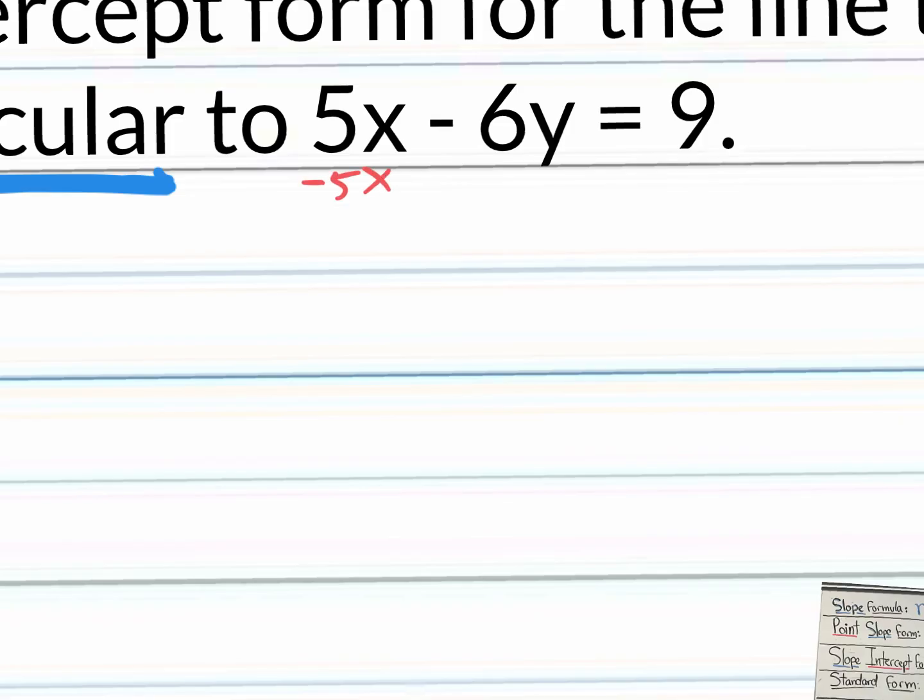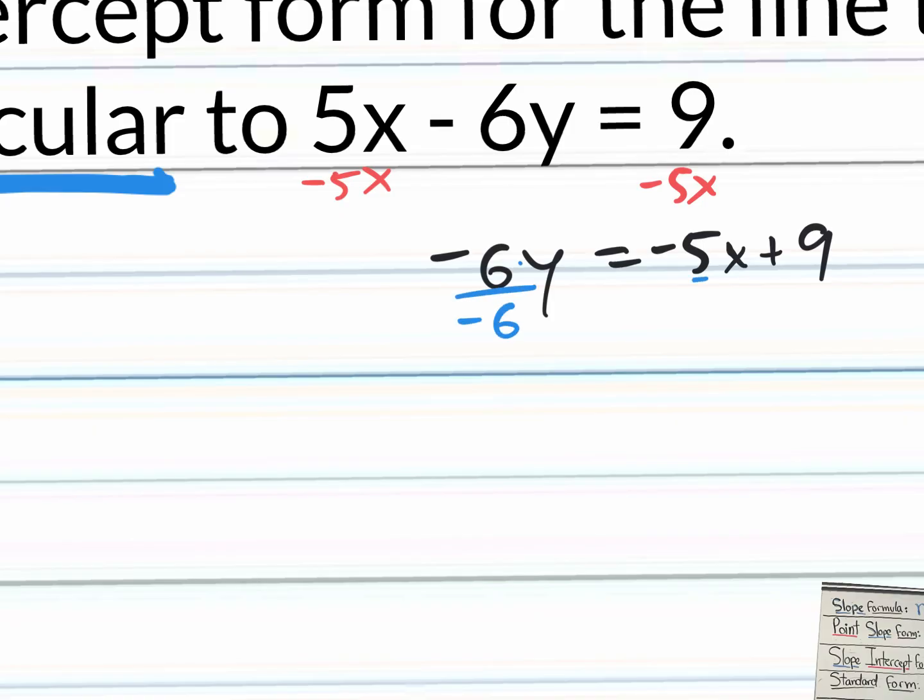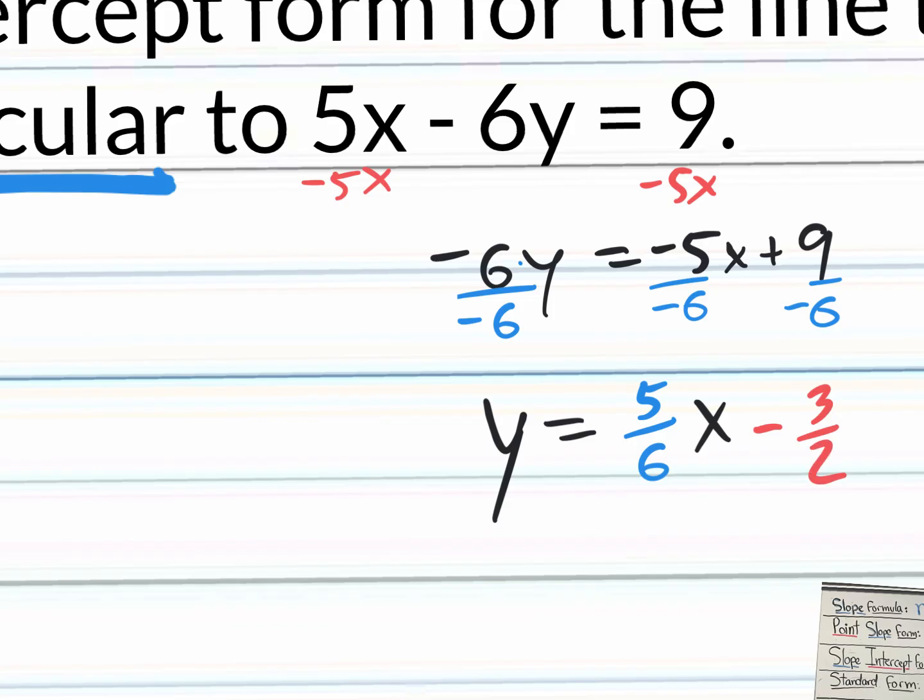We're going to subtract 5x, subtract 5x. You're going to rewrite this: negative 6y equals negative 5x plus 9. Final step will be to divide by negative 6 to get y by itself. Divide by negative 6, divide by negative 6. Your equation's now y equals a negative divided by a negative is a positive, but 5 over 6, you can't really reduce it. That's as simple as it gets. You still have the x right next to it. And if you did 9 divided by negative 6 on a calculator, it'll give you negative 3 over 2.